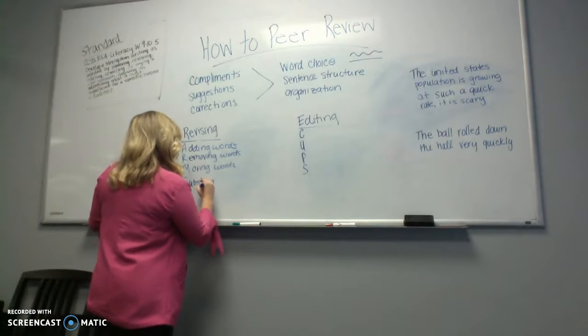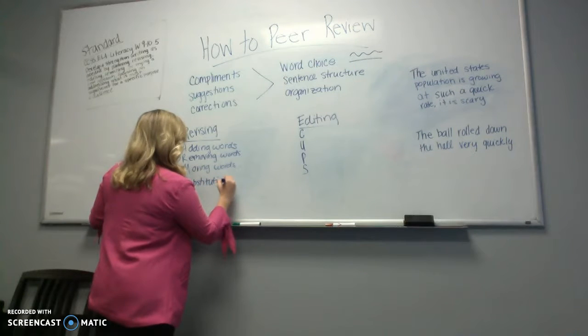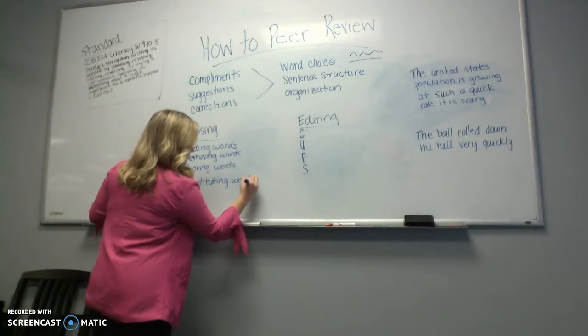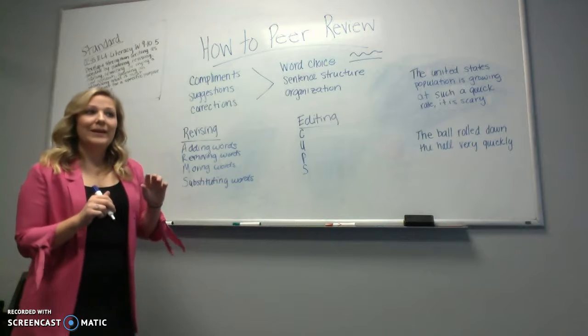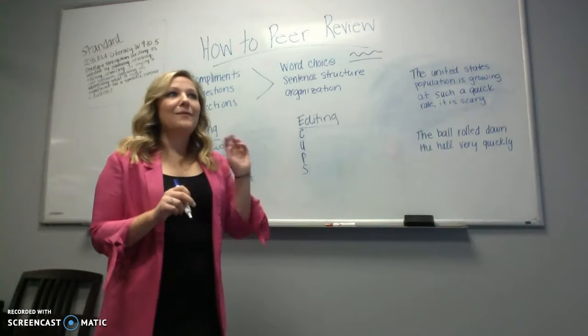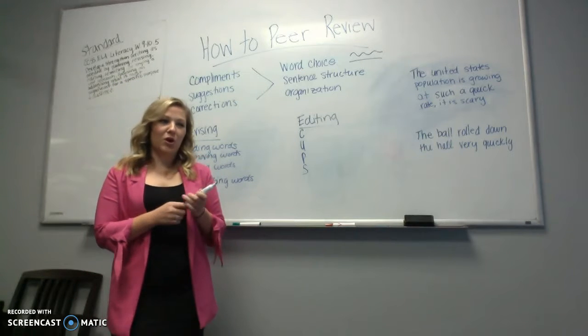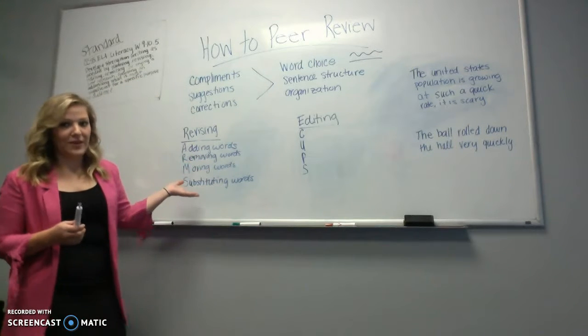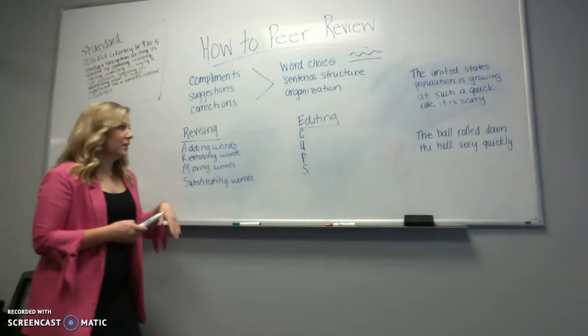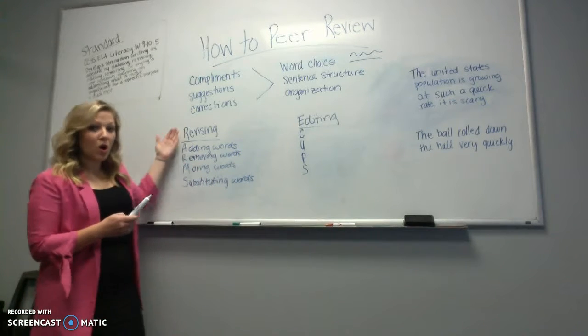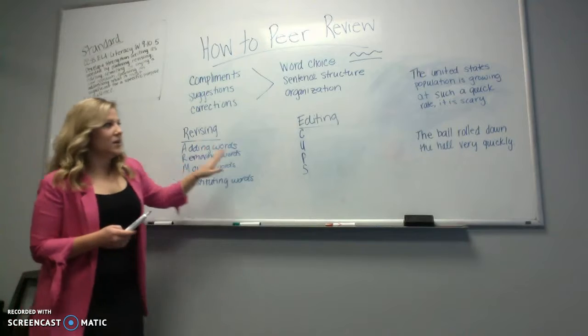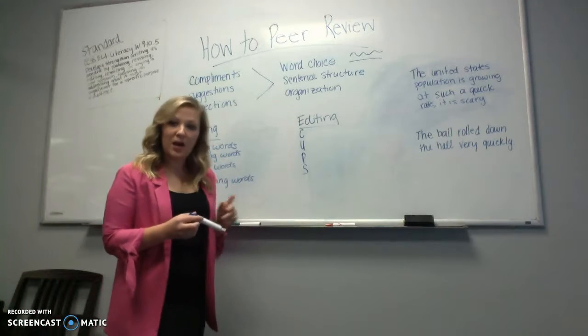And then while revising, we're going to think about substituting words. Okay. So this goes again with, am I using the correct vocabulary level? So am I using a word that maybe could be substituted with a higher level word? Okay, so think about arms while you're revising. When you're editing, we're going to be thinking about CUPS.